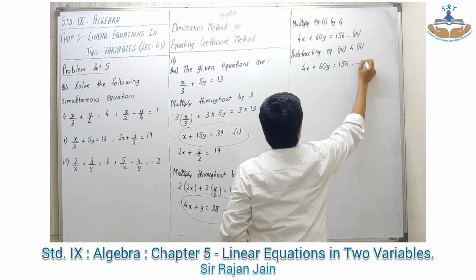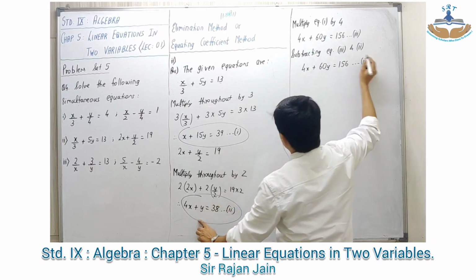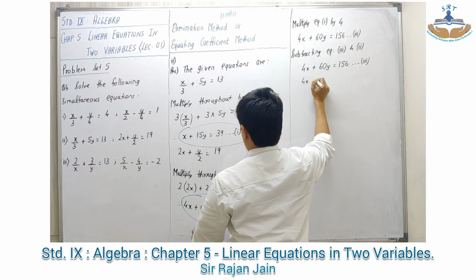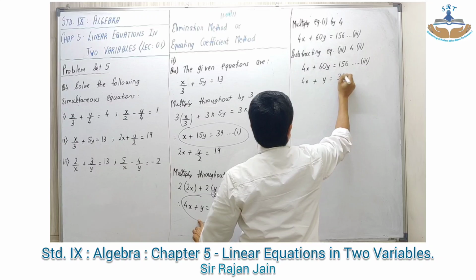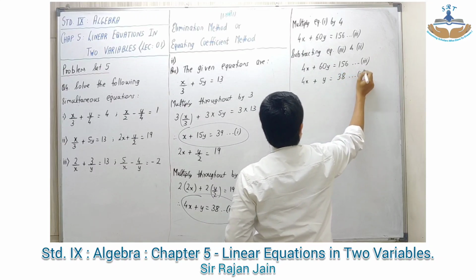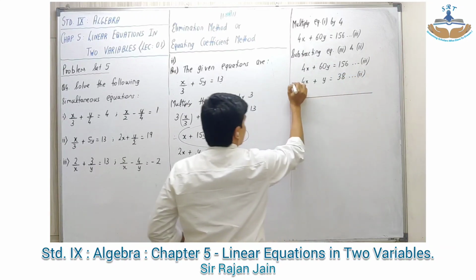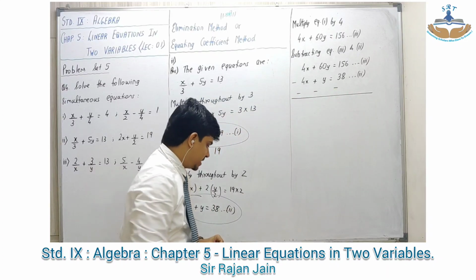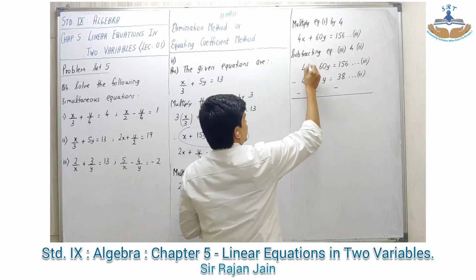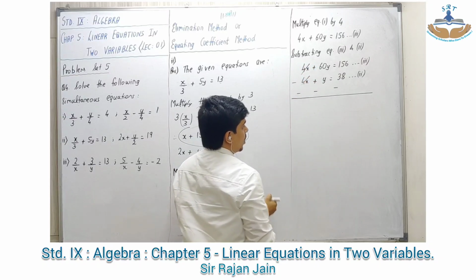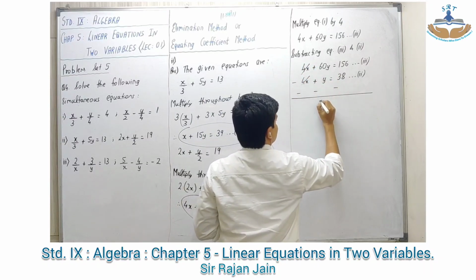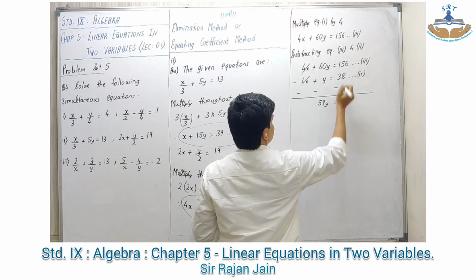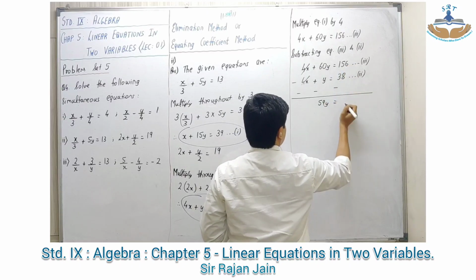This is your equation number 3, and then I am writing my second equation. 4x plus y is equal to 38. This is your second equation. Whenever you subtract, you leave a line for the sign change. All the signs are made opposite. Now 4x minus 4x cancels. What am I left with? 60y minus y. 59y is equal to 156 minus 38.